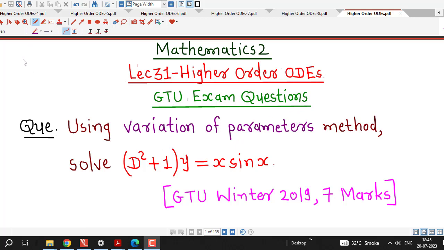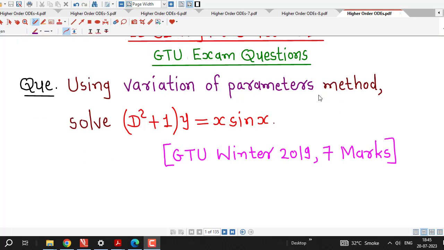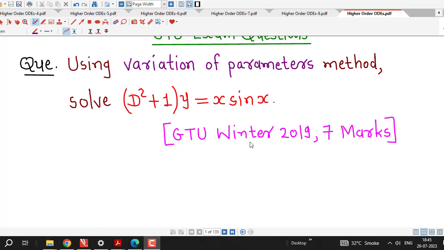In lectures number 1 to 30 on higher order ODEs, we have discussed all the topics which are in our course of Mathematics 2. And now onwards we are going to discuss questions which were asked in GTU exams on the topic higher order ordinary differential equations. We will discuss all the questions one by one. So in this lecture we are going to discuss this question which was asked in GTU Winter 2019 exam for 7 marks.